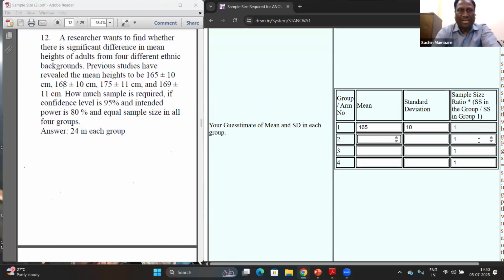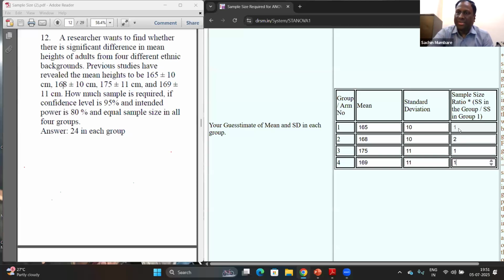Next is 168, 10, and now more people are available from this group. So I will take twice the number of people in this group as compared with other groups, so the ratio will be 2 here. Then 175 and 11, I will include an equal number of persons in this group, equal to group 1, so the ratio is 1. And 169 plus minus 11, the ratio is also 1. So that means now 1:2:1:1.